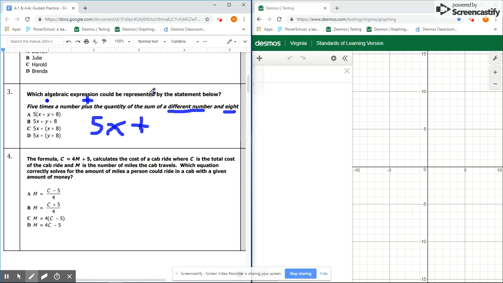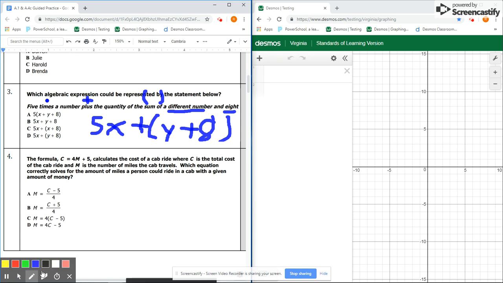Remember, the sum means we need parentheses. That's a big one. Remember parentheses here? And the 2 things we're going to add together are a different number and 8. So our first number was x, a different number, y, plus 8. So we had 5 times a number, it's 5x, plus the quantity of the sum, remember sum means parentheses, of a different number and 8. So that's going to be letter D.